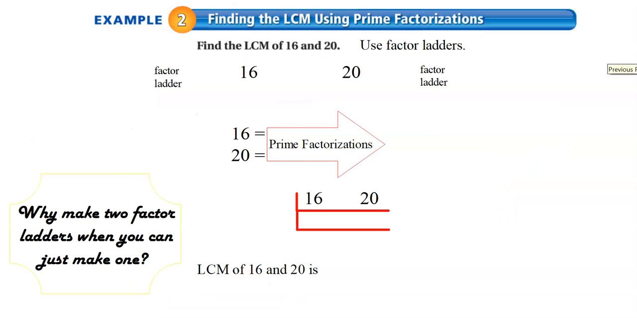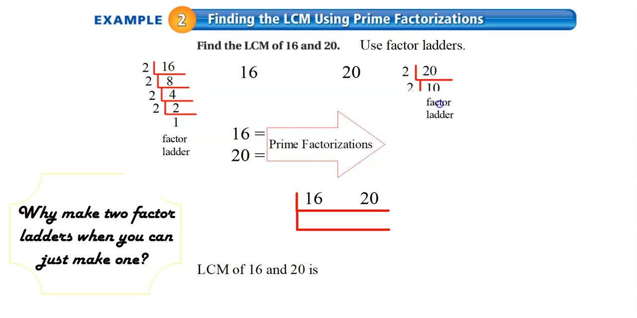Okay, so the other way you can find a least common multiple is to use prime factorizations. And you probably remember how to use a factor ladder. So here's the idea. I've got 16. If I did a factor ladder, this is what I would end up with. And if I did a factor ladder for 20, this is what I would end up with.